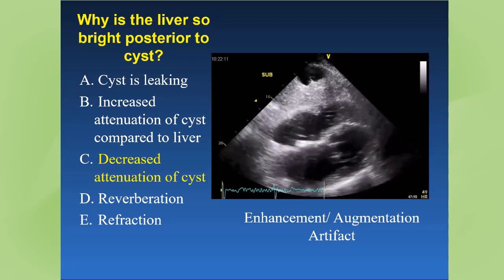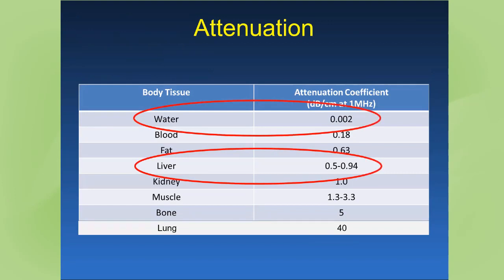So this is an example of an enhancement or an augmentation where it looks brighter, but in fact, you're not having as much energy loss as it goes through the water-filled cyst, because the cyst has a very low attenuation coefficient, right? So you're not having as much energy loss. So it's brighter posterior, whereas the other ultrasound, as it passes to the left and the right of the cyst, starts attenuating right away through the liver. And so that looks darker.